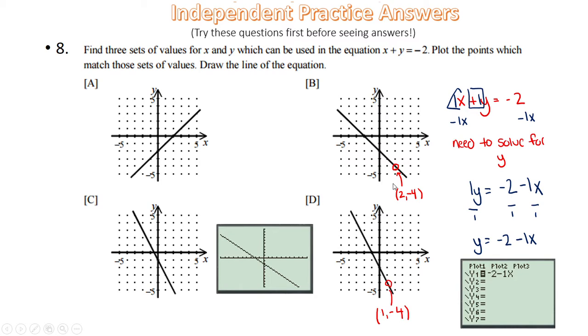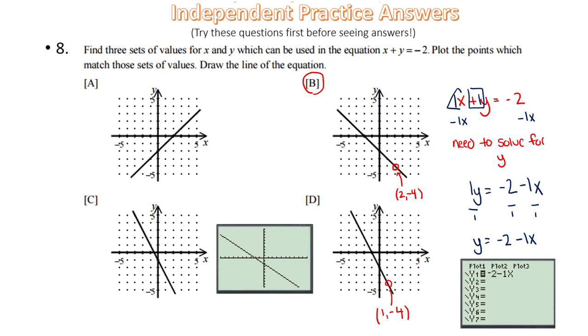Now, what you could do next is look at your table. Only one of these points will be on your table. Or you could plug 2 into our equation. Negative 2 times 1 times negative 2 is negative 4. But if I plug 1 in right here, I don't have negative 4. So by using our table, I know that my answer is B.